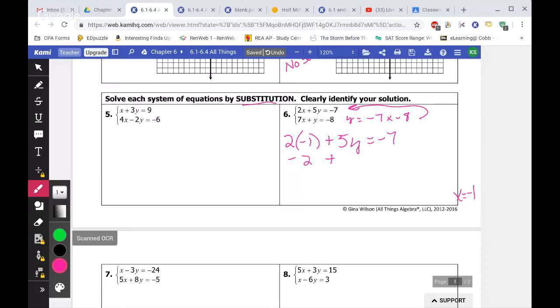Negative 2 plus 5y equals negative 7. Add 2 to both sides, and I get 5y equals negative 5. Divide both sides by 5, and y equals negative 1. So the place at which these two lines would intersect, if you were to graph them, is negative 1, negative 1.